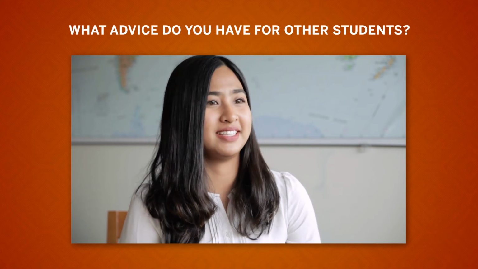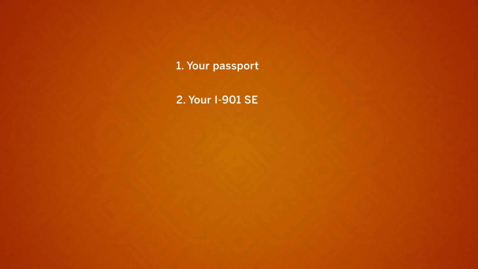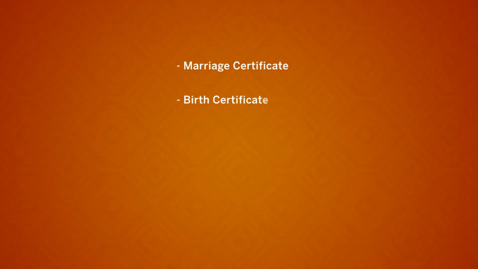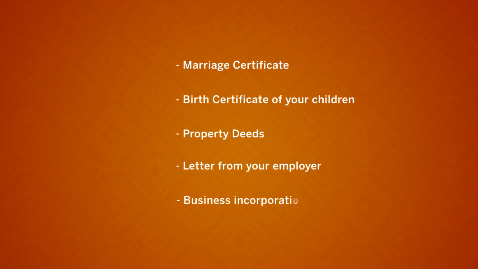Be sure to check the website of your local embassy, as each embassy may have different requirements. You will definitely need to bring your passport, your I-901 SEVIS fee receipt, original bank documents, your I-20, and your acceptance letter. If you have proof of connection to your country, you should bring that as well. This might include a marriage certificate, birth certificates of your children, property deeds, a letter from your employer, or business incorporation documents. Once again, be sure to check the local embassy website for all requirements.